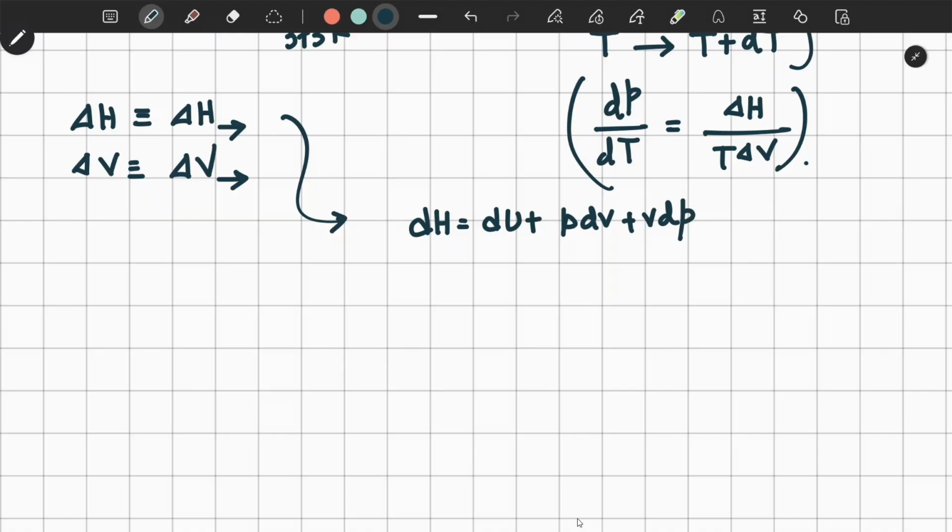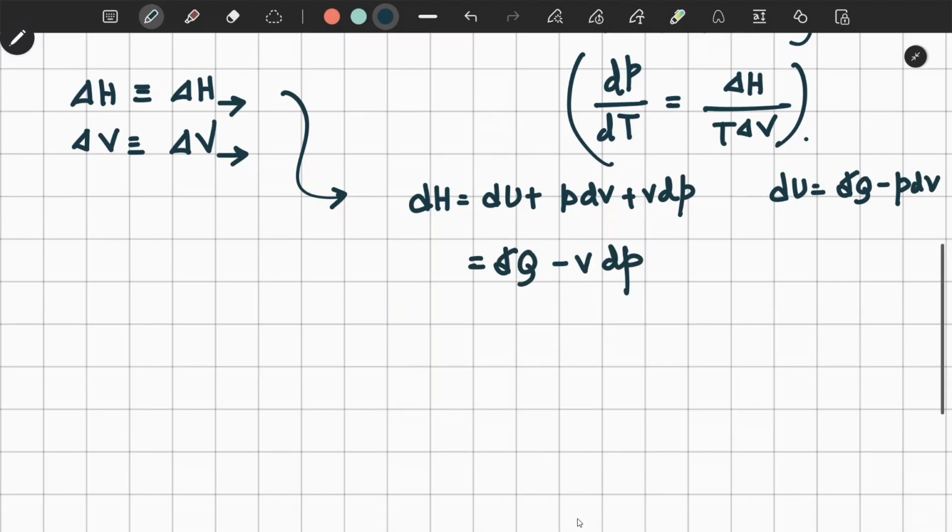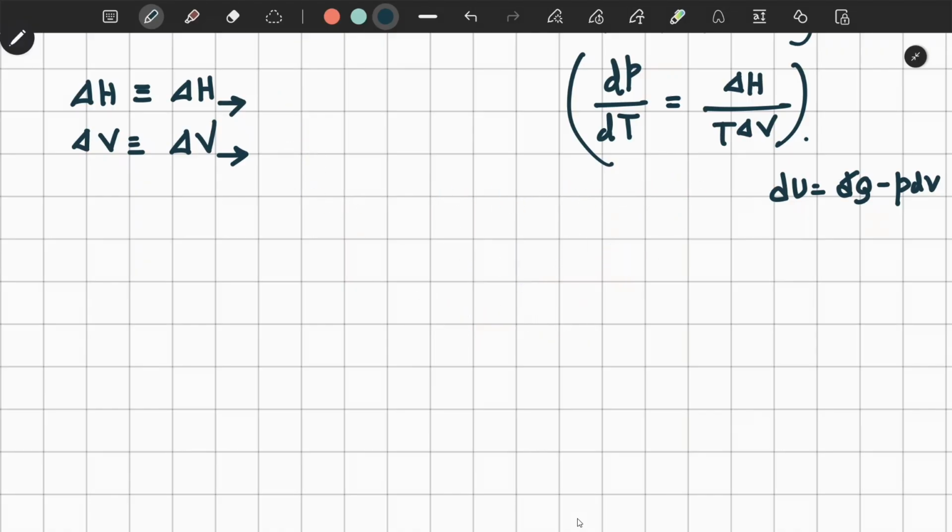Now from the first law, dU equals dq minus PdV. So dH equals dq plus VdP. When you calculate it in a constant pressure process, dH at constant P, if you integrate it, will be the latent heat. Okay, so this is given to us.